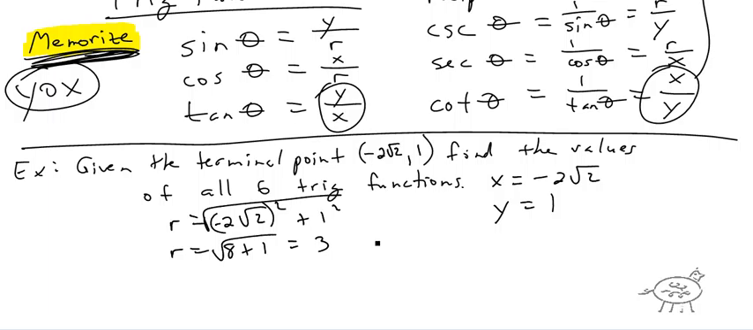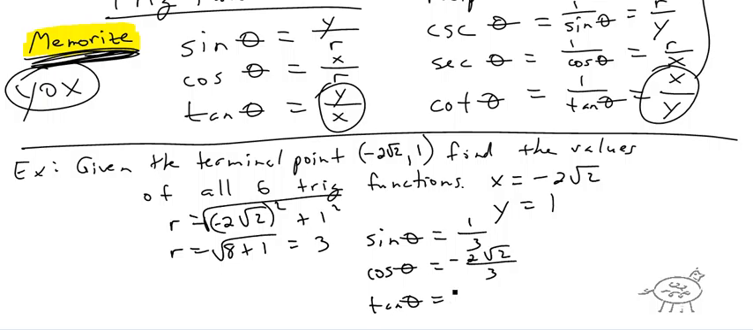So I have sine of theta is equal to y over r, so 1 over 3. Cosine of theta equals x over r, so negative 2 root 2 over 3. And tangent of theta is equal to y over x, so it's negative 1 over 2 root 2. You rationalize it, definitely, so it's negative root 2 over 4. Multiply the top and bottom by root 2 over root 2. Okay, that's pretty easy. And then the rest of them are easy, right?